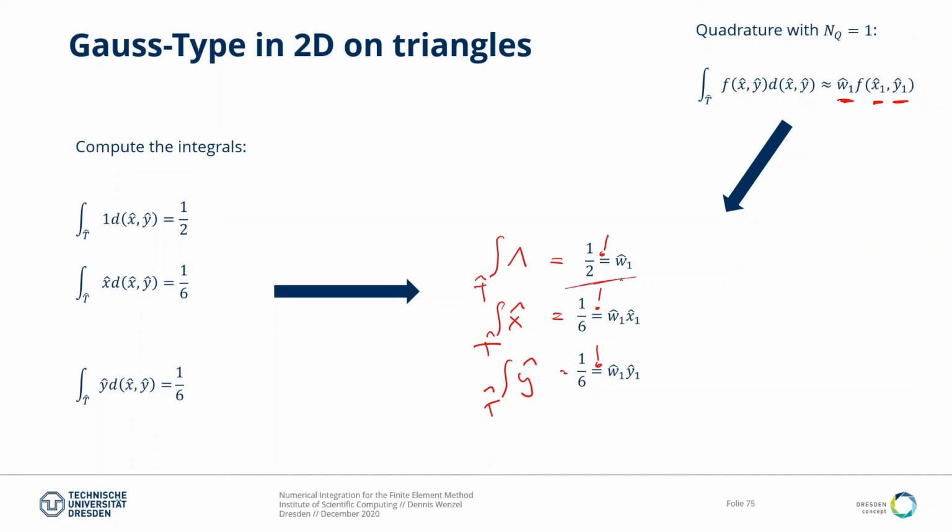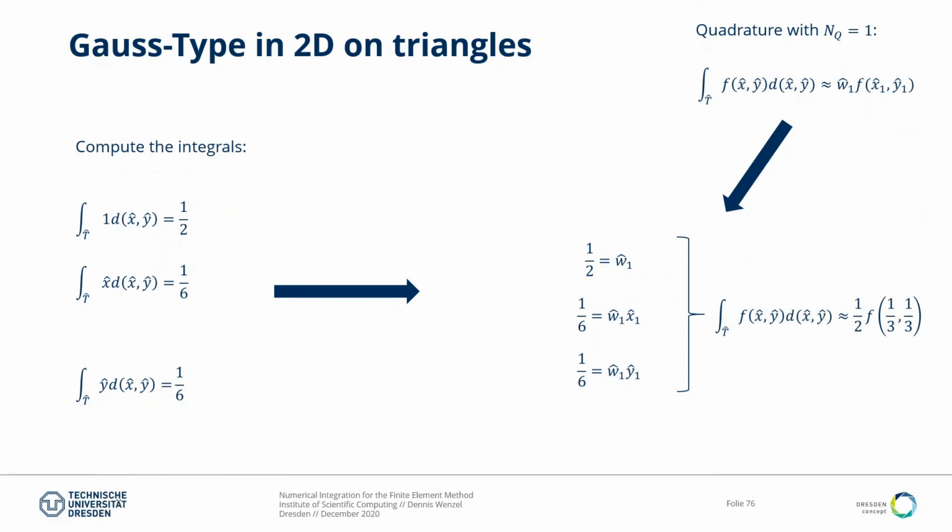So you directly see that w hat 1 is equal to 1/2. And knowing this, you can insert this here, and you see that x1 hat has to be 1/3, and y1 hat is also 1/3. Okay, so again, just like in 1D, you set up your linear system by making an ansatz like this, and then inserting the exact values for the monomials. And this gives you your quadrature rule. And this quadrature rule involves one point with x and y coordinates and one weight here.